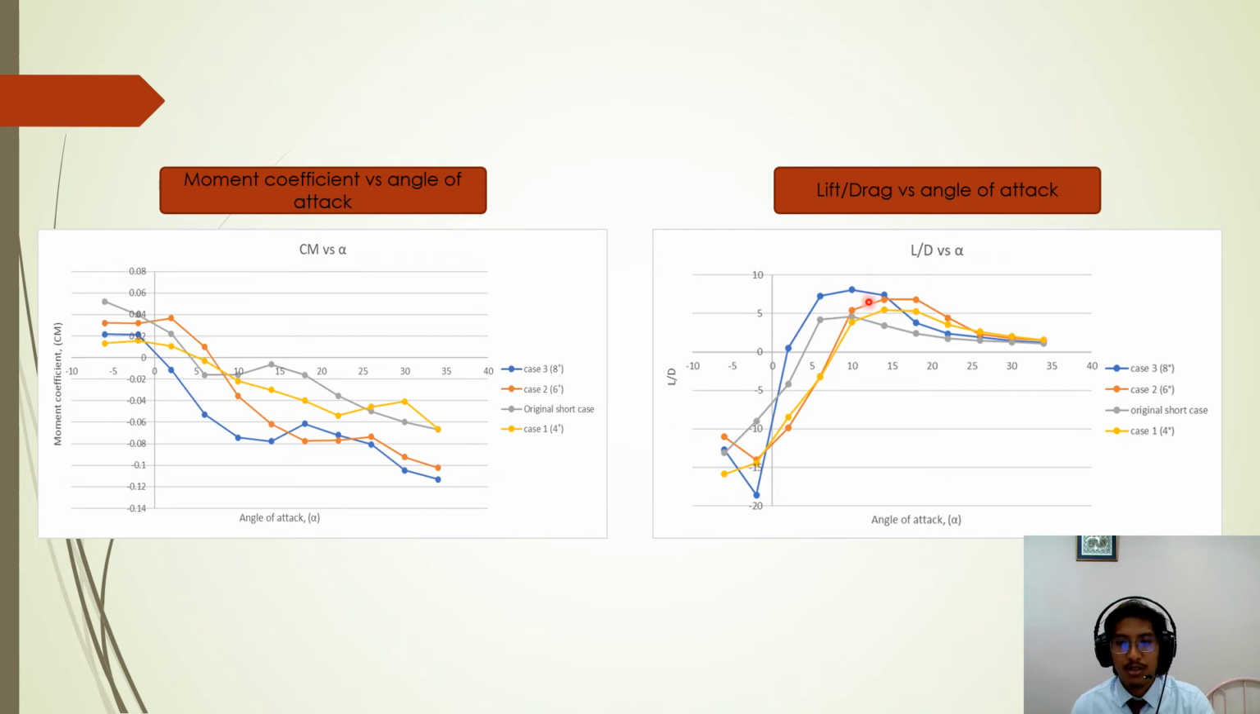Lift drag ratio is important to identify the aerodynamic efficiency of the aircraft, where if the aircraft has a higher lift coefficient and low drag coefficient, it will give a high value of lift drag ratio. So in this case we can see that case 3 has the highest lift drag ratio compared to the others, and what is important is that it is able to carry a large payload over a long distance.